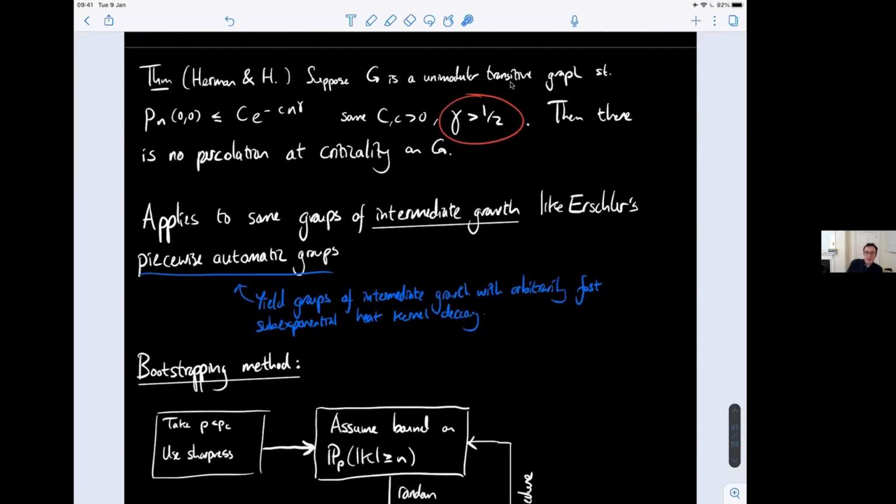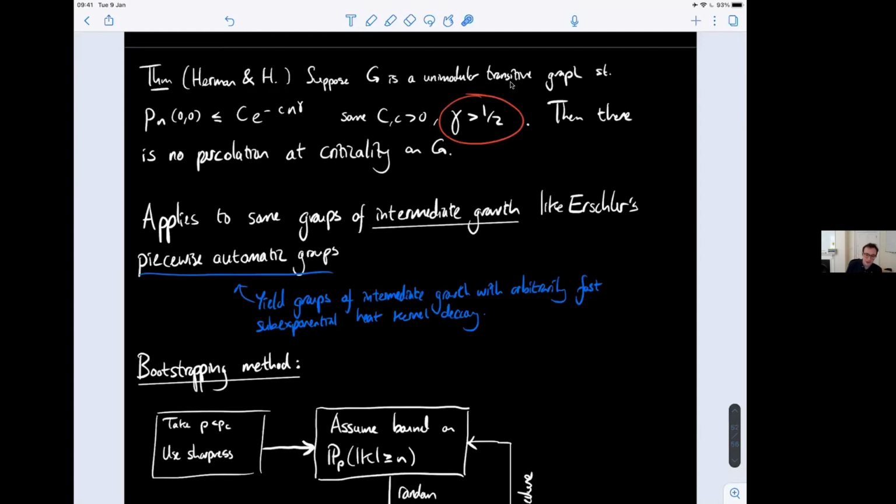So the precise theorem we prove is that if you have a transitive unimodular graph where the return probabilities for random walk decay sufficiently quickly, so we want them to be at most e to the minus n to some power, where the power is strictly bigger than a half, then we prove that there's no percolation at criticality on G. And this applies to some groups of intermediate growth. For example, Anna Erschler has this construction of what she calls piecewise automatic groups.